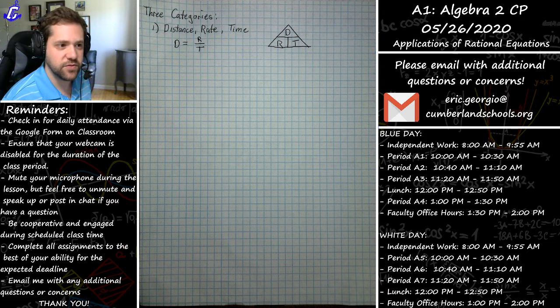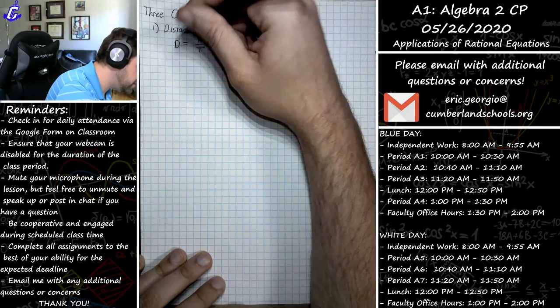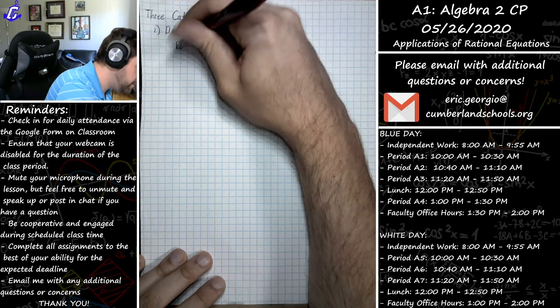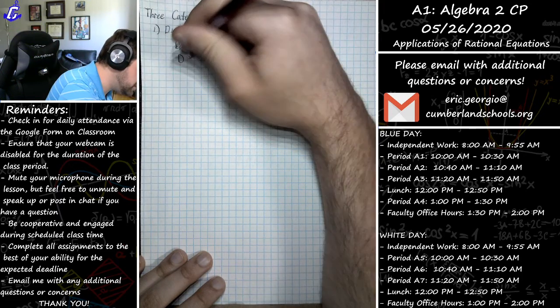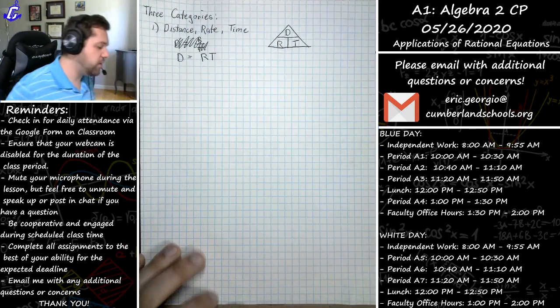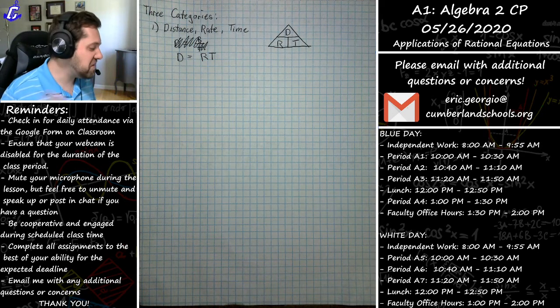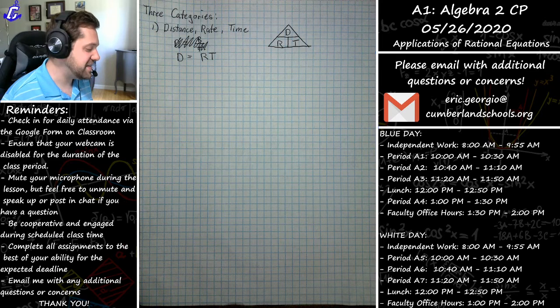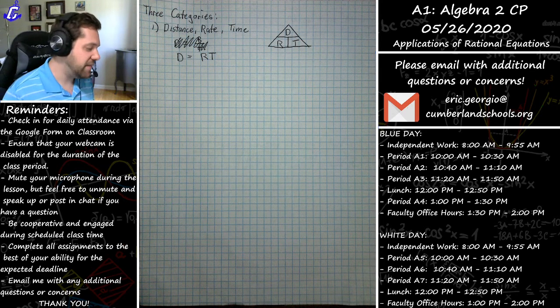Or is that distance equals rate times time? I think that's distance equals rate times time. Distance equals rate times time, not R over T, right? D equals RT. Holy jeepers, it's been a long weekend. It all goes back to this formula, let's try that again. The distance that something traveled is equal to the rate at which it travels times the time.